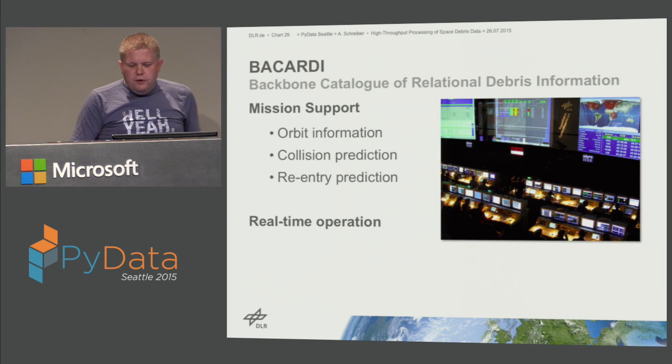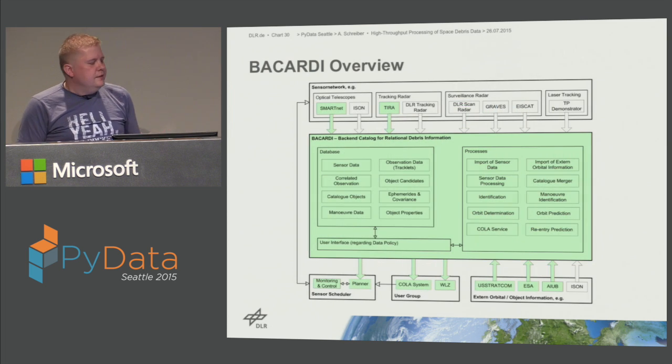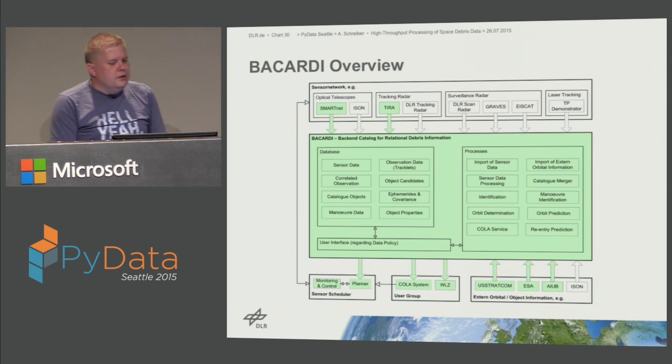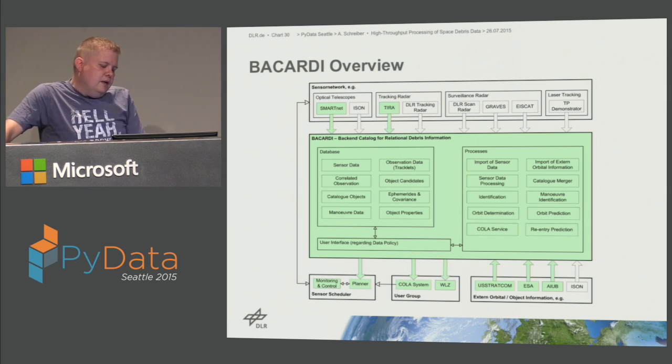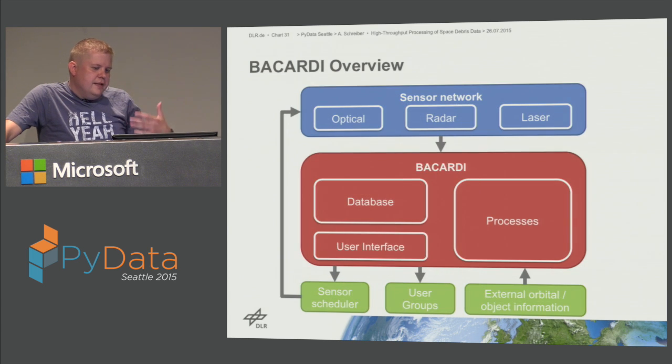The overview of the system is, well, this is the very detailed system overview with all the parts that are important for the different computations and predictions. A more simplified view is this. We have a sensor network with optical, radar, and laser sensors. We have the BACARDI system with databases, user interface, and processes.